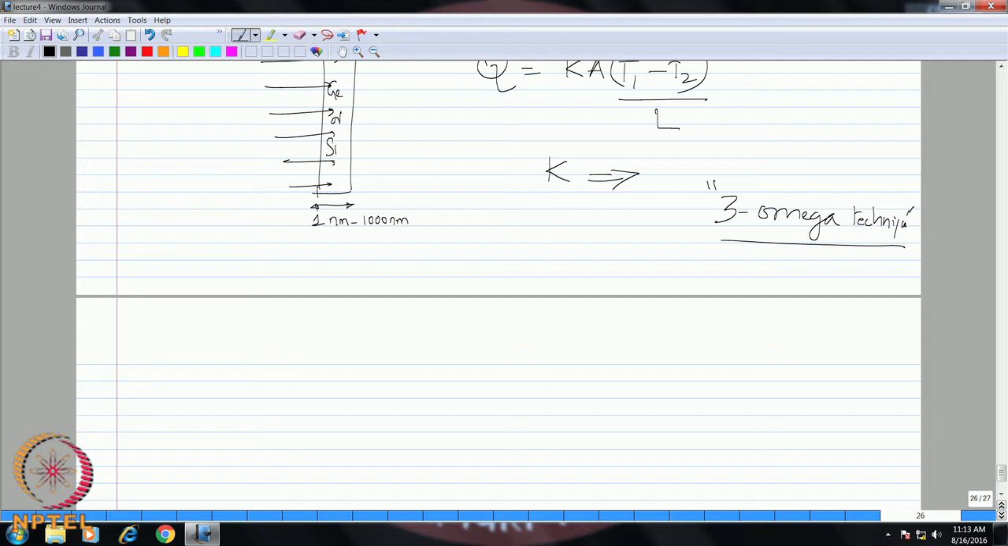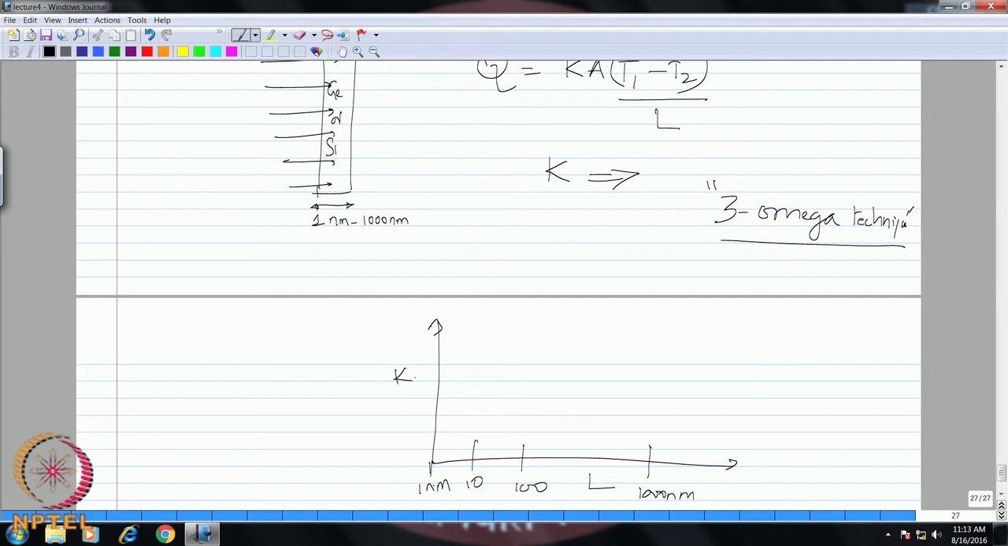If you do that and you plot the thermal conductivity as a function of L, suppose your L is of the order of 1000 nanometer here, and something like 100, and you go to 10, and then somewhere it is 1 nanometer.